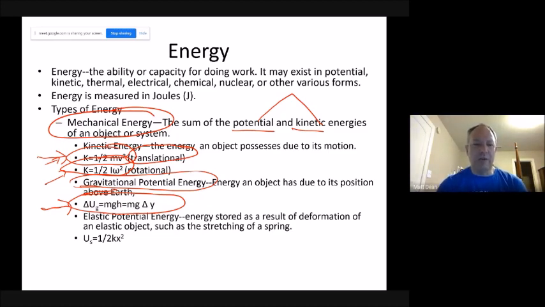We also will deal a lot with elastic potential energy. So that's the energy stored in something because of a deformation of something that's elastic, like the stretching or the compressing of a spring. We might also talk about this in terms of a pendulum. But the elastic potential energy is 1/2 K, which is the spring constant, times the displacement squared, or the distance moved squared.